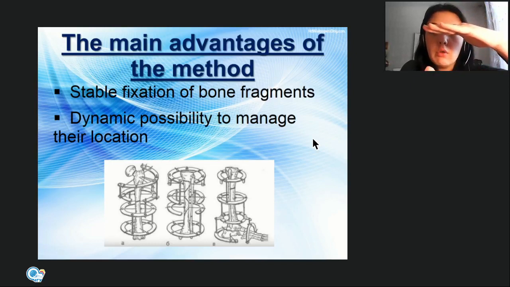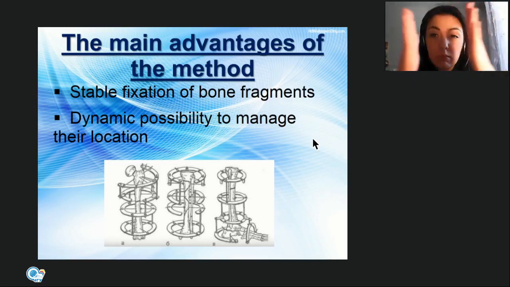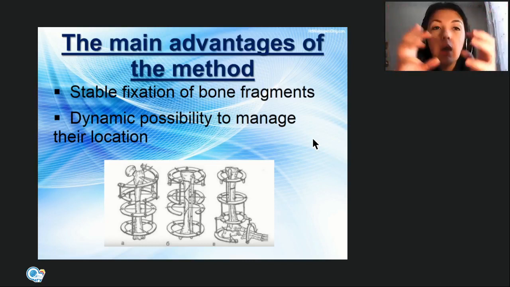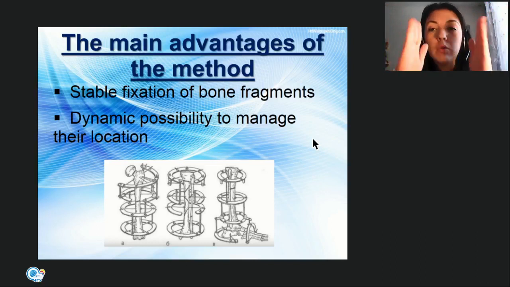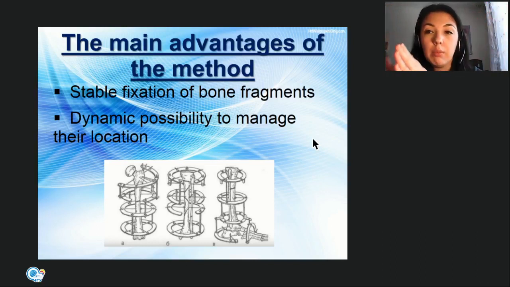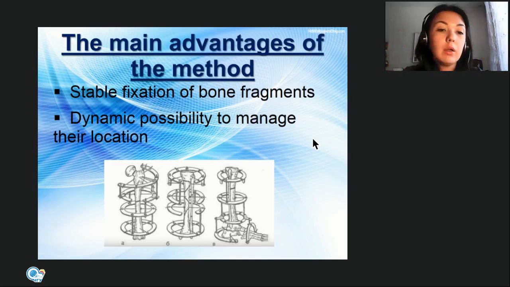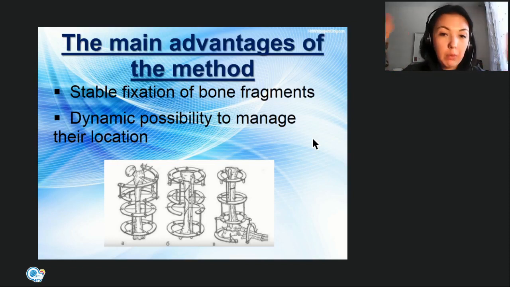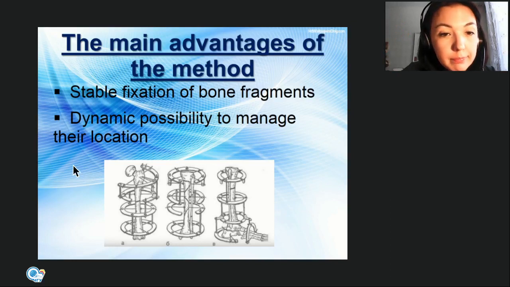And then we start to dilate, to increase the distance between the circles, because we need to restore the length of the bone. It should correspond to the length of the other bone if we are talking about the limb, like the length of the tibia in the right leg to correspond to the length of the tibia in the left leg, because we shouldn't make our patient invalid.